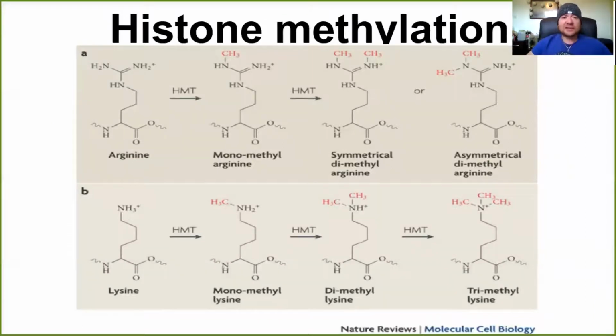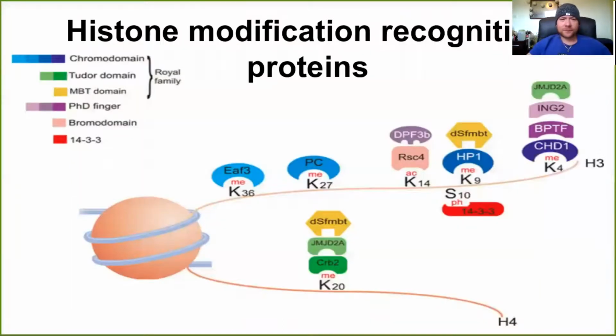You can also place methyl groups on histone proteins to again mess around with the positive and negative charge and to help switch genes on or off. I'm not going to dwell on this slide. This just shows you that there are a lot of histone modification recognition proteins, proteins which can bind and change the charge of histone proteins and therefore help switch genes on or off.